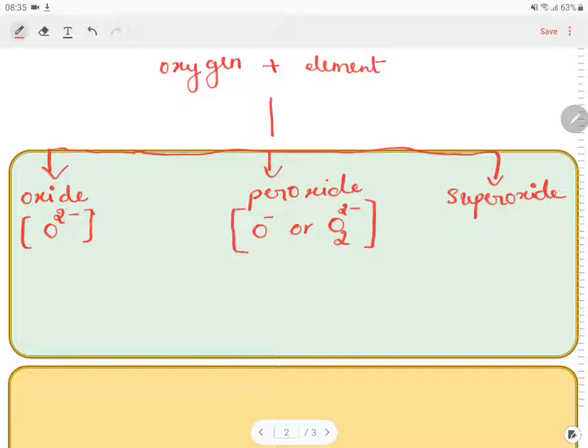If I consider superoxides, oxygen will have minus half charge, or we can consider O2 minus. By identifying these ions, O2 minus, O2 2 minus and O minus, one can justify whether it is an oxide, a peroxide or a superoxide. Let me take an example.